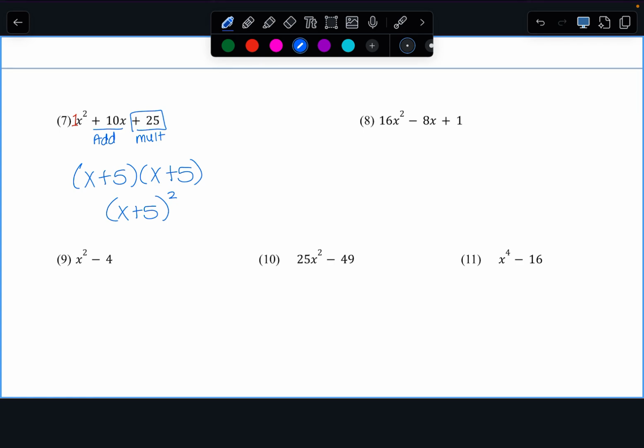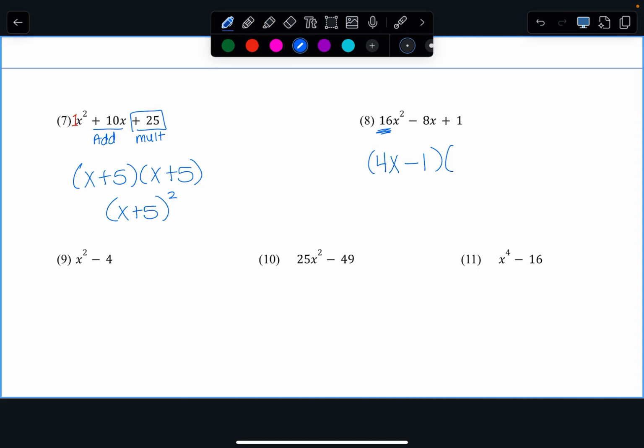So the next one has a number in front. But this is a special pattern. Do you see any relationship between 16 being something squared and 8 being something added? Yeah, 4 times 4 is 16, but 4 plus 4 is 8. We just need to make those 4's negatives. Or the 1's negatives. Let me show you what I mean.